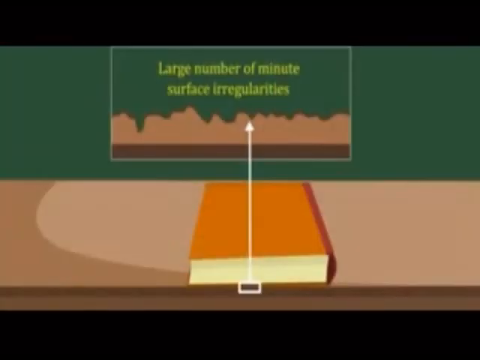Friction is caused by the irregularities on the two surfaces in contact. Even surfaces appearing smooth have minute irregularities on them. Friction is caused by the interlocking of the irregularities on the two surfaces. Obviously, friction will increase if the two surfaces are pressed harder.